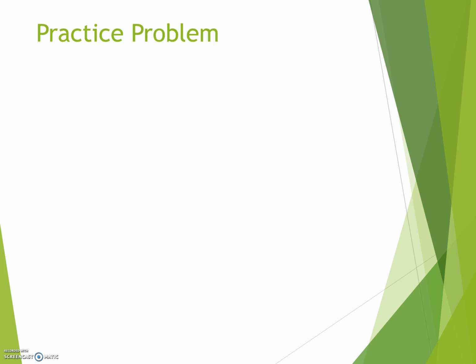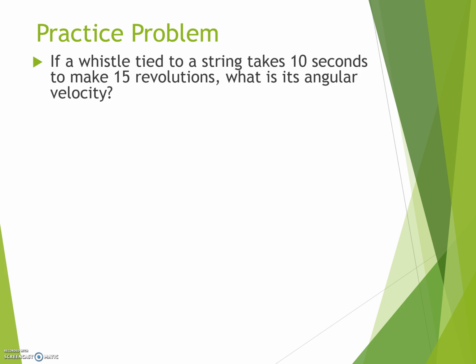So we'll look at a practice problem involving velocities. If a whistle tied to a string takes 10 seconds to make 15 revolutions, what is the angular velocity? Well, like problems we've done in the past, we're going to want to write down our variables, write down the equation for solving angular velocity, plug in the variables, and then solve our problem. So for this particular problem, we're trying to find our angular velocity.